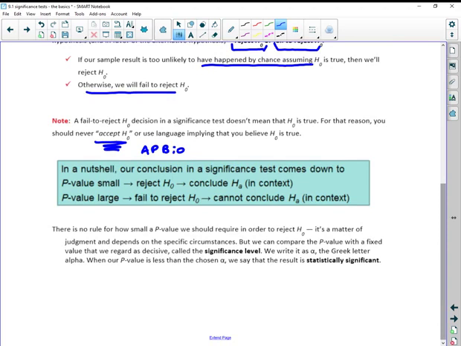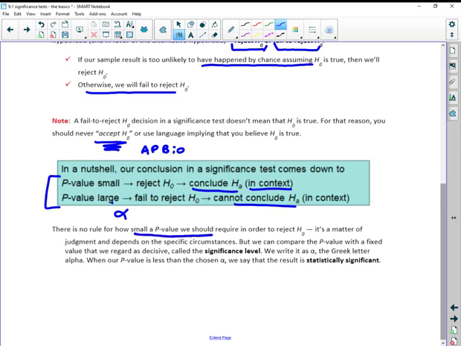So here are your two situations. Small p-value, you're going to reject your null. You're going to conclude that the HA is true in context. If you have a large p-value when compared to your alpha, you're going to fail to reject your null and you will not be able to conclude the HA. See how you're still making a conclusion about the alternative hypothesis, but in context.